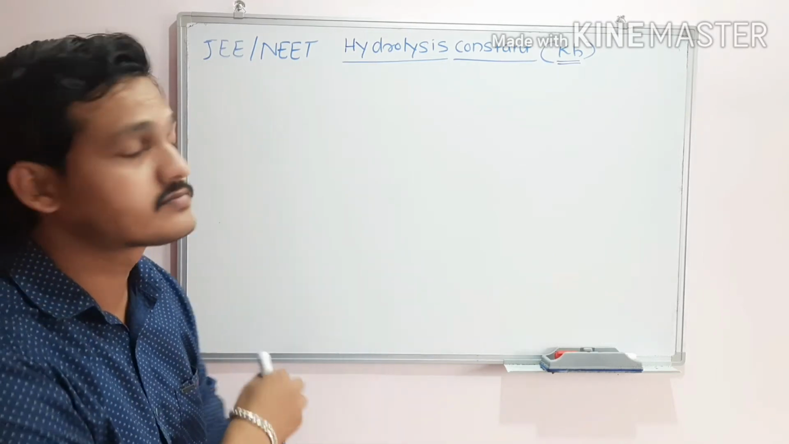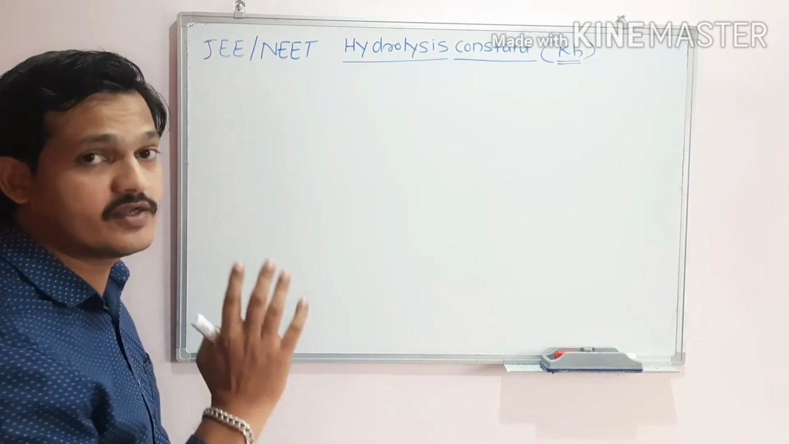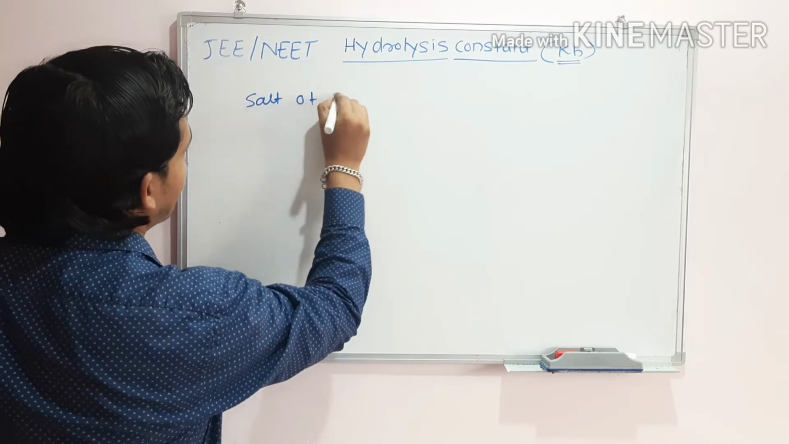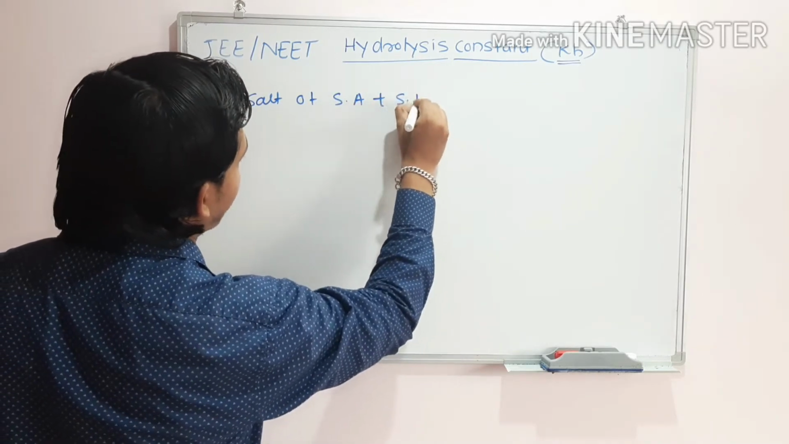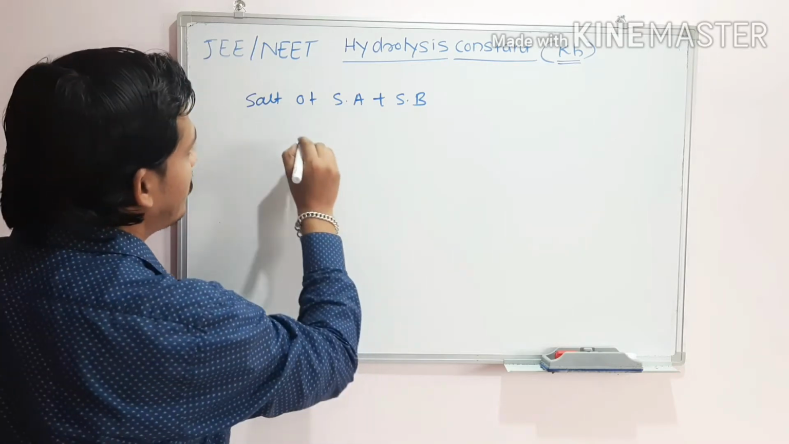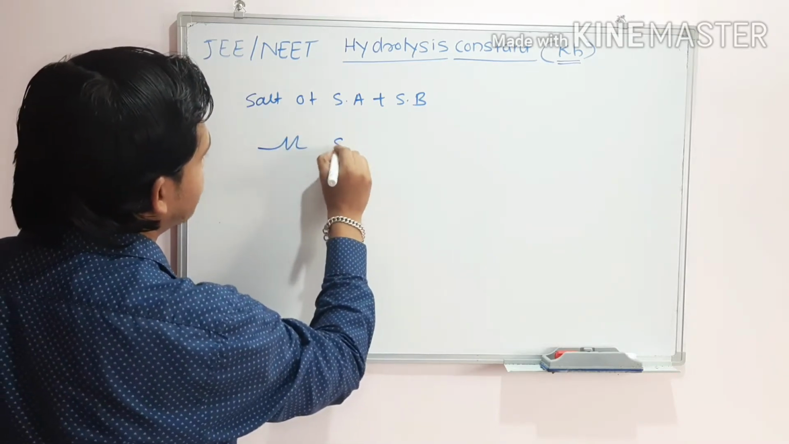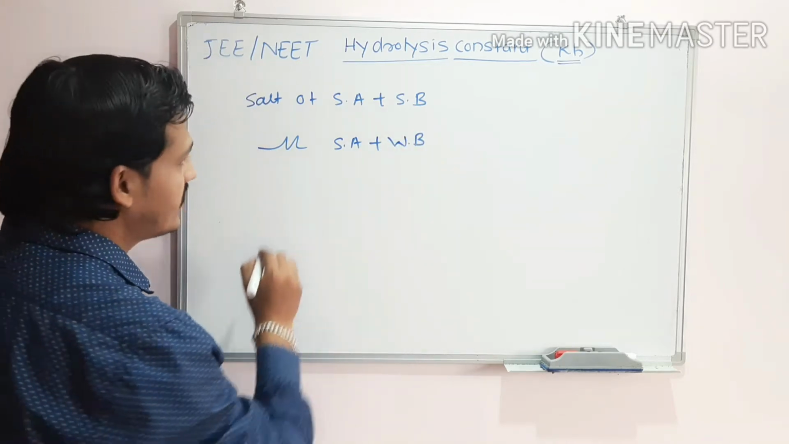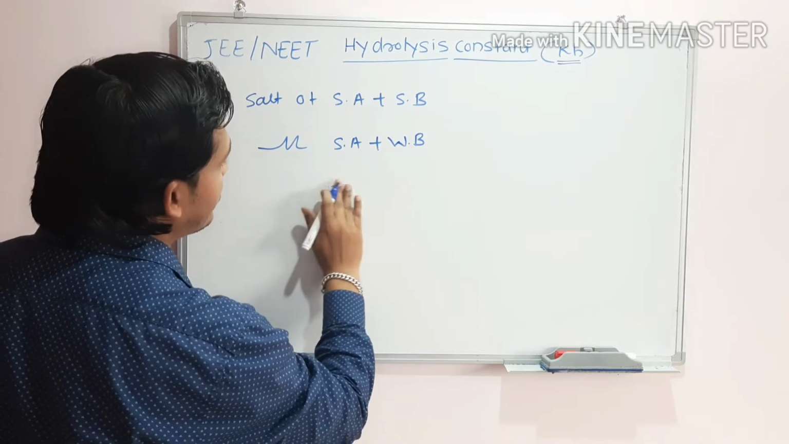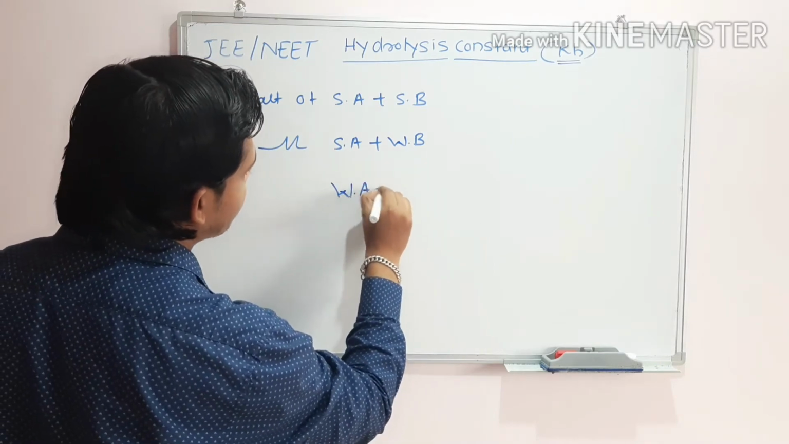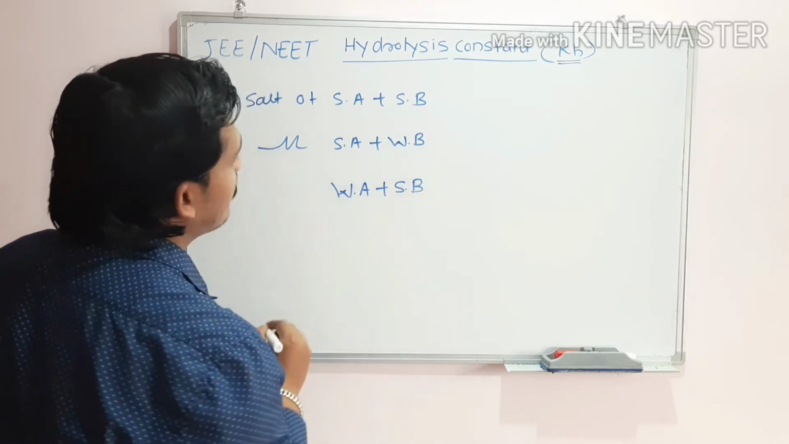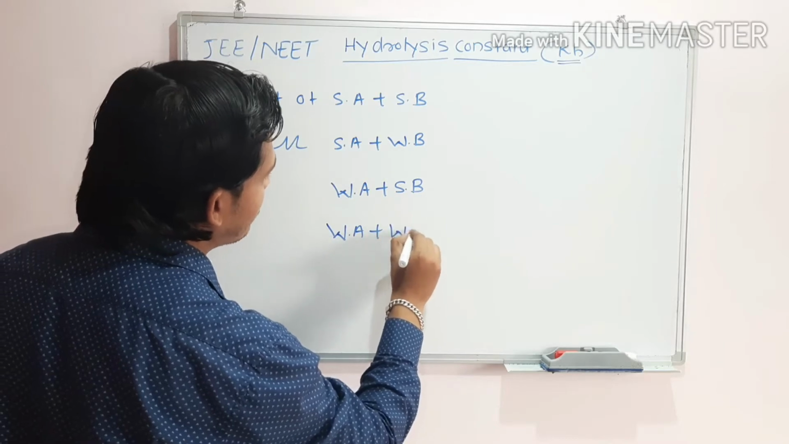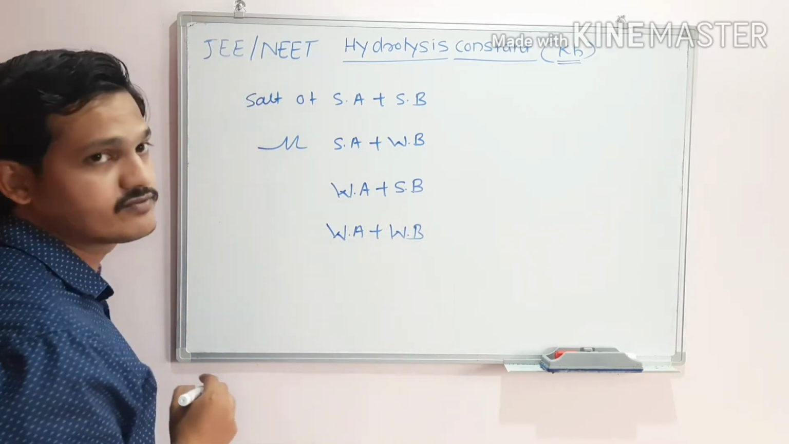Now first of all, there are only four types of salt. Salt of strong acid and strong base. Salt of strong acid and weak base. Third type, weak acid and strong base. Then number 4, weak acid and weak base. There are four types of salt.